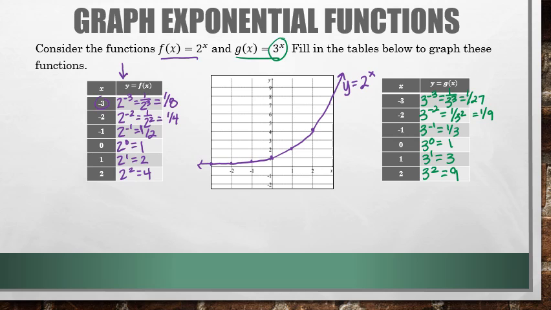When I go to graph these, we get negative 3, 1 over 27, negative 2, 1/9, negative 1, 1/3, 0, 1, 1, 3, and 2, 9.